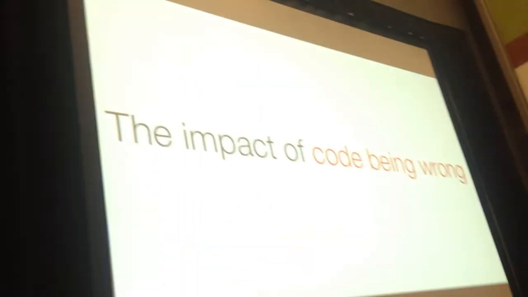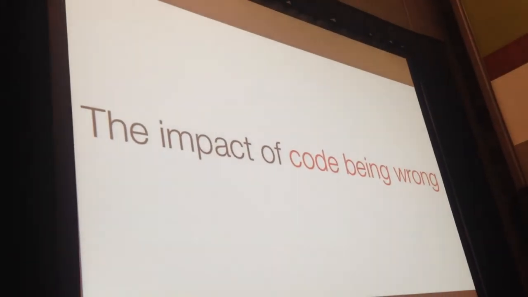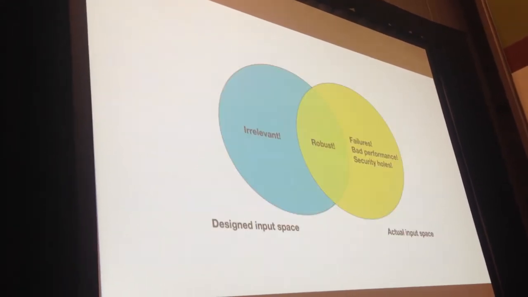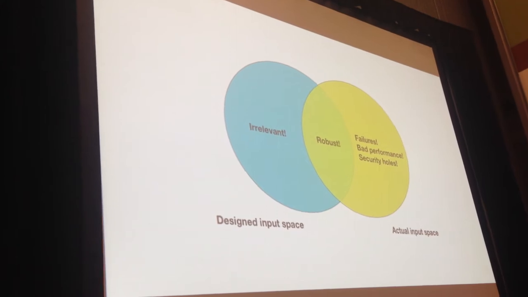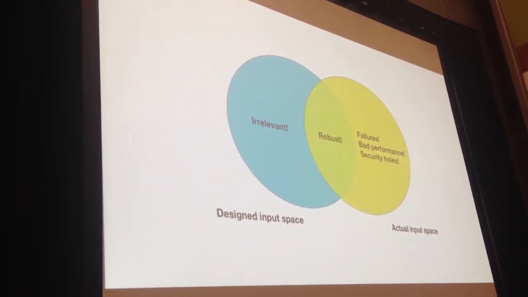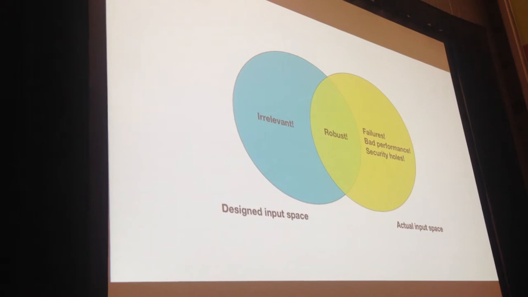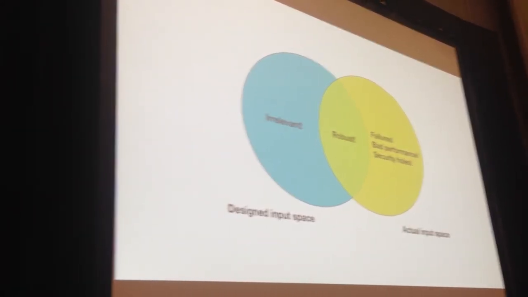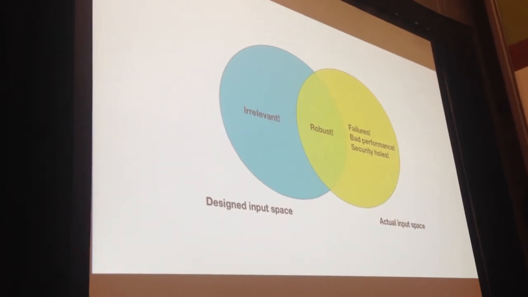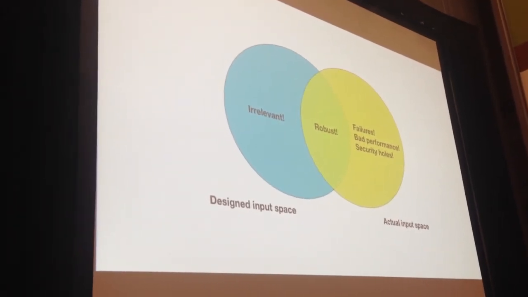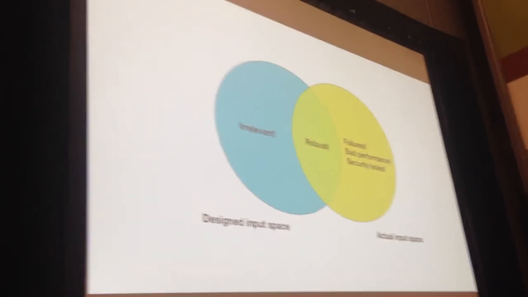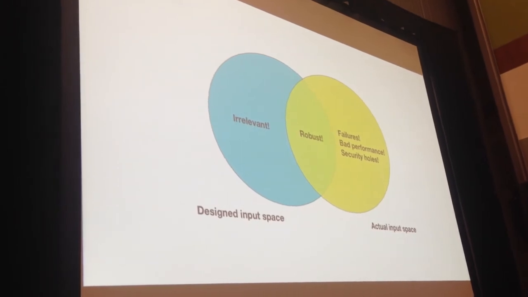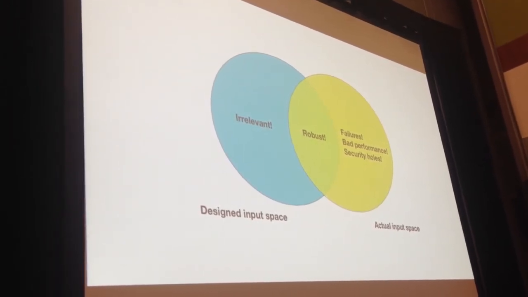Now, it's an obvious point, but in order to design better software, you have to consider what are all the possible impacts of your code being wrong. And the bad stuff happens whenever your software sees an input that's not in your design input space. So on the right side of this diagram, we're talking about things like failures, where your code does the wrong thing or produces the wrong answer. We're talking about things like bad performance or security holes. If you think about it, the entire computer security industry exists because of the mismatch between the actual input space and the design input space for the software that we build.